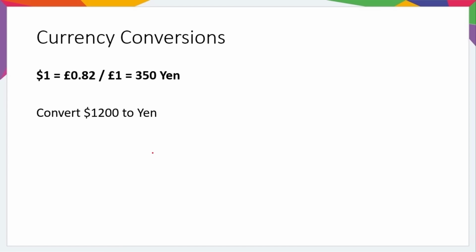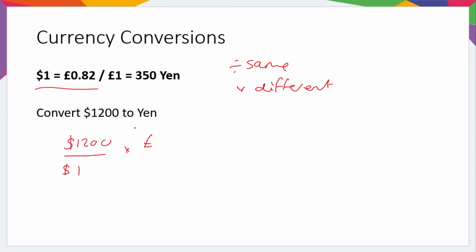In this example here, we're converting dollars to yen. It doesn't really matter what the currencies are, but the issue here is we don't have a conversion rate for dollars to yen, just dollars to pounds, pounds to yen. So I'm going to need to convert the dollars into pounds first of all. So dollars divided by dollars multiplied by pounds, dividing by the same, remember, and then multiplying by different. So the dollars from the conversion rate is 1 and the pounds is 0.82. So 1200 divided by 1 is 1200. We can skip that step. Times 0.82 is 984 pounds.